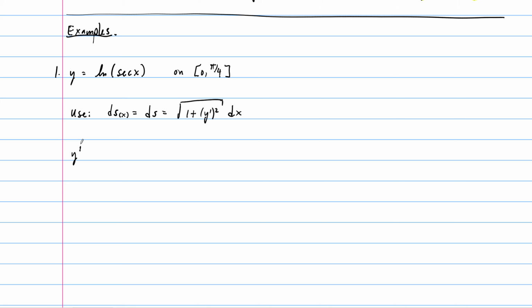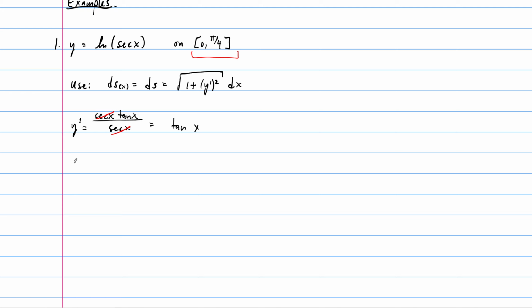So let's start. We know y, we need y prime. So y prime is going to be the derivative of natural log of secant x. The derivative of natural log is u prime over u. The derivative of secant x is secant x times tangent x, and u, in this case, is just secant x. Those two secants cancel because secant's always greater than 1 on this interval, so it's never 0 anywhere. So this just becomes tangent of x. I jumped the gun, thinking ahead. The next step is to square this derivative, which becomes tangent squared x.